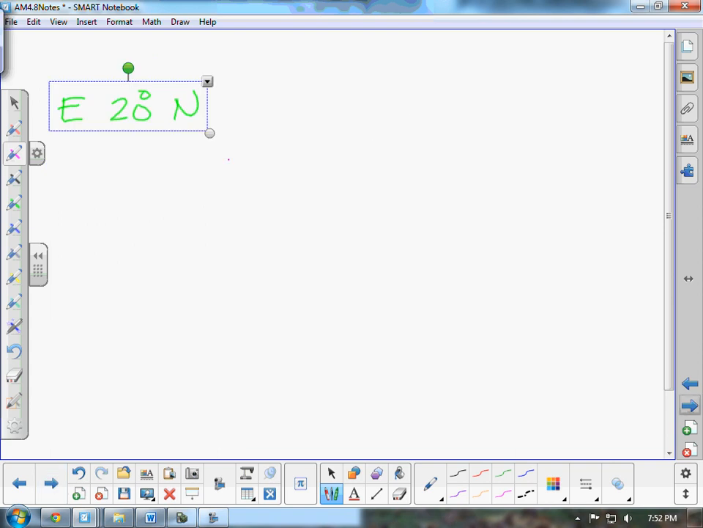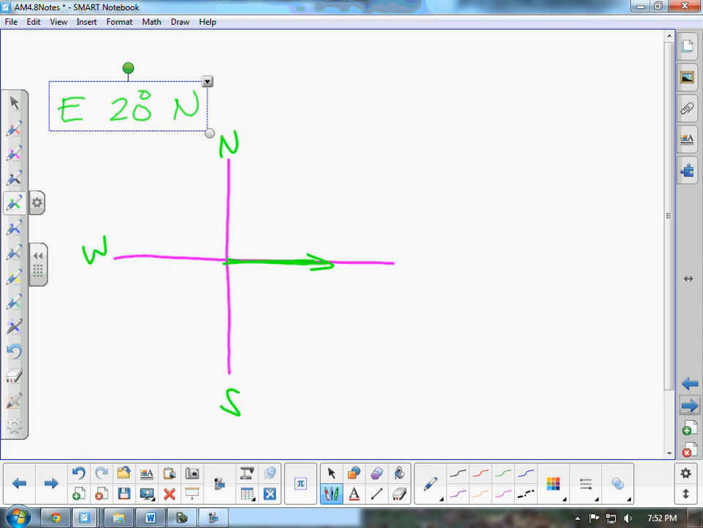Another example, just in case you get one this way, could be east 20 degrees north. East is that direction, because we have north, south, west, and east. Then north is 20 degrees, so that angle right there is 20, which would make this angle here 70. If it went for 15 miles, you might have to make a right triangle here, and it may ask you how far east it is, so you would want to find that distance.